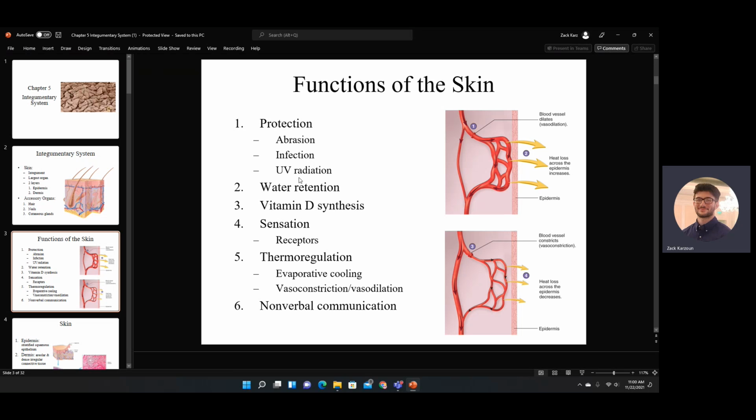Number two is water retention. This one is also an obvious one because your skin helps make sure that the water or any fluid inside your body doesn't escape or get vaporized, right? It turns into vapor, evaporates. So it helps maintain that fluid.